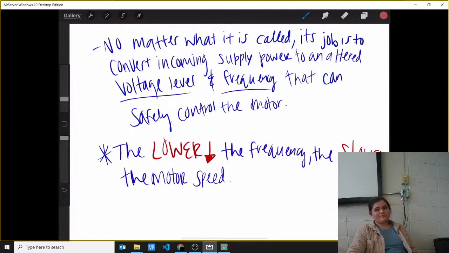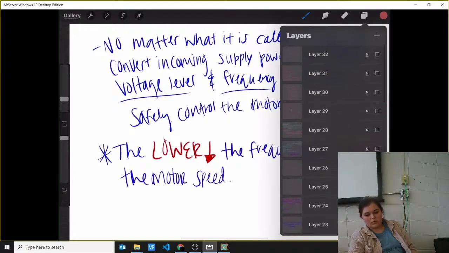Then an inverter is the exact opposite. So a converter changes AC to DC, and an inverter changes DC to AC. And I'll even write that on here so we can see it one more time so we can remember it easier.